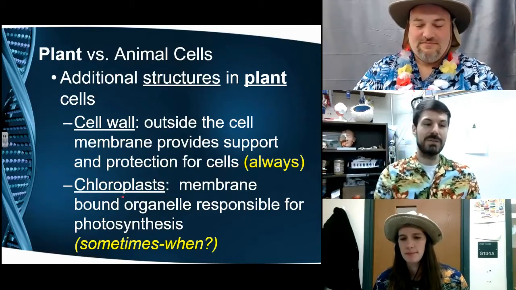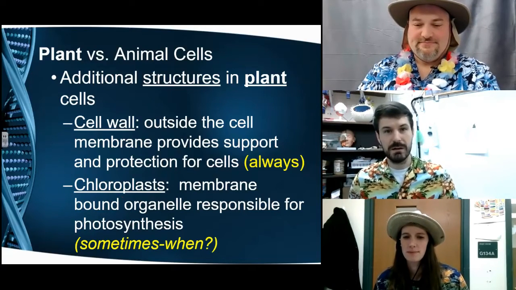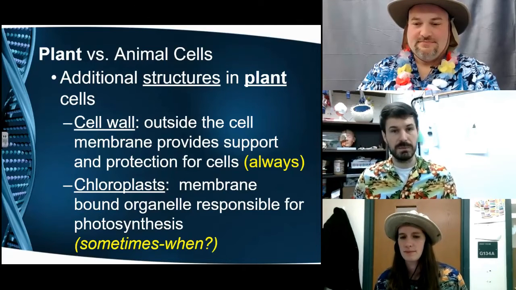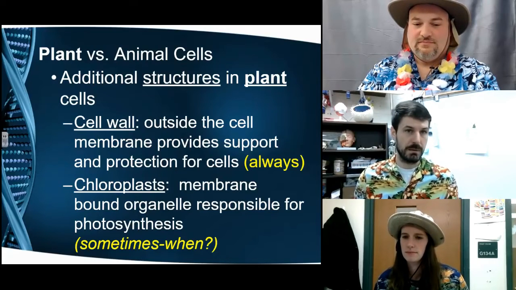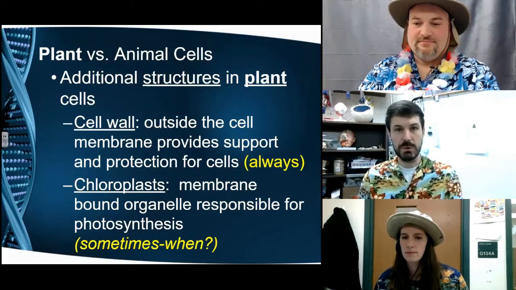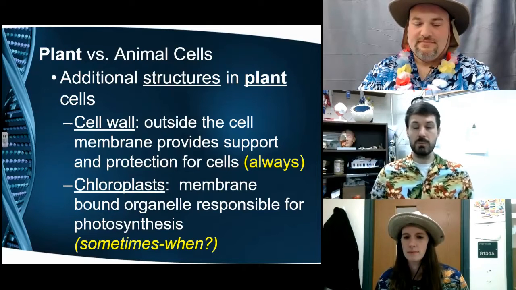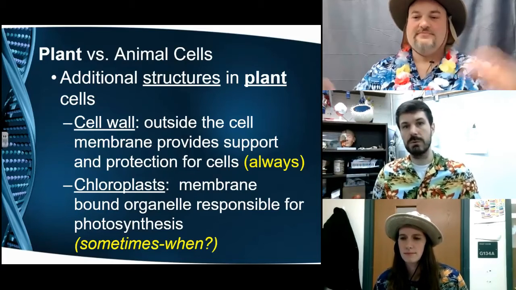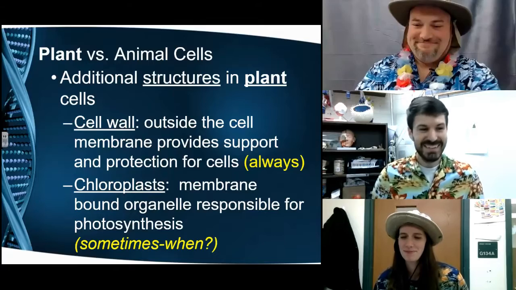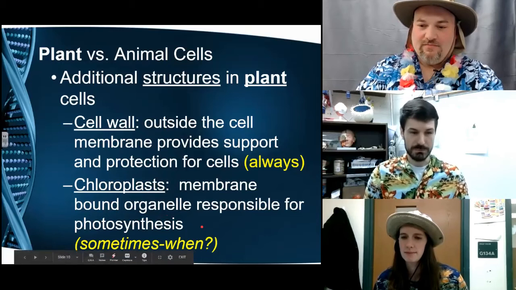Anyway, some plant cells have these organelles called chloroplasts. They are what give leaves of plants like trees their green color. They're the organelle that's responsible for capturing energy in sunlight and using that to build glucose, which we learned about in our last unit, food basically for the plant. And we, animals, don't have those. Otherwise, we'd be able to stand out in the sun and make our own food instead of eating it, right? So we don't have chloroplasts. Some plant cells do.